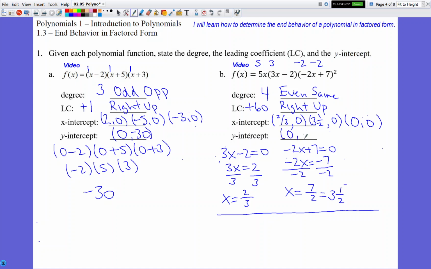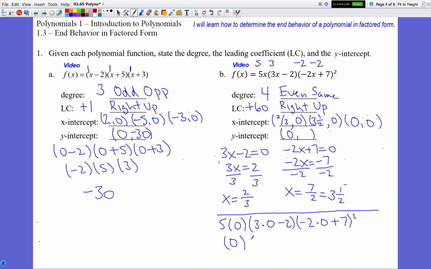So that's what I'm going to plug in, 0. So I got 5 times 0, right, because I'm going to put a 0 everywhere I see an x, times 3 times 0 minus 2, times negative 2 times 0 plus 7 squared. Okay, so first let's do this. 5 times 0 is 0.